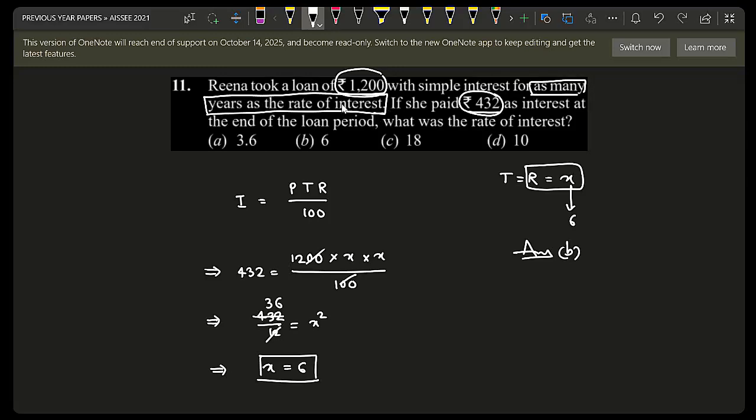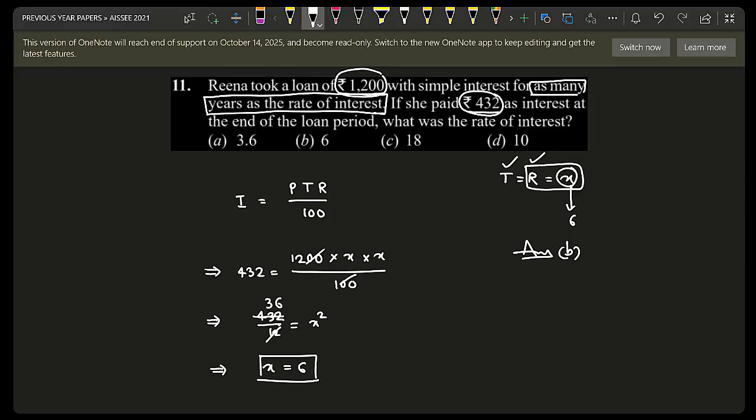Means what? Time period and rate of interest both are the same. Yes, sir. Time period and rate of interest both are the same. Because they are the same, I can use the same variable. So in place of I, I wrote 432. In place of P, I wrote 1200. For T and R, I used X because they are the same. Now only simplification is left. After simplification, the X value we got is 6. That is the rate of interest.